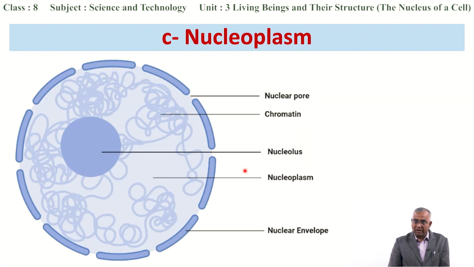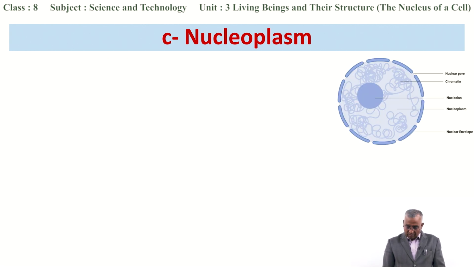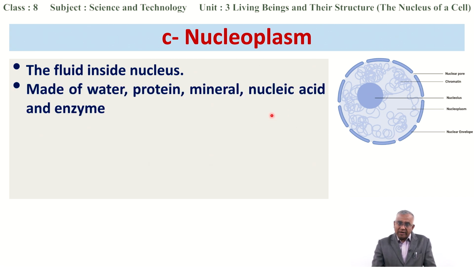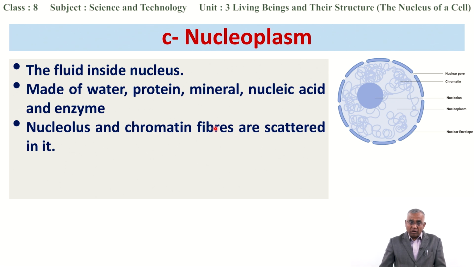Next one is nucleoplasm. Nucleoplasm is the fluid inside the nucleus, that is inside the nuclear envelope. That fluid is called as what? Nucleoplasm. Okay. So, the fluid inside the nucleus is called as what? Nucleoplasm. That is simply what we have discussed about it. What is it made of? This fluid is made of water, protein, minerals, nucleic acid. Nucleic acid, I just wrote RNA and DNA, and enzymes. Nucleolus and chromatin fiber are scattered in it.